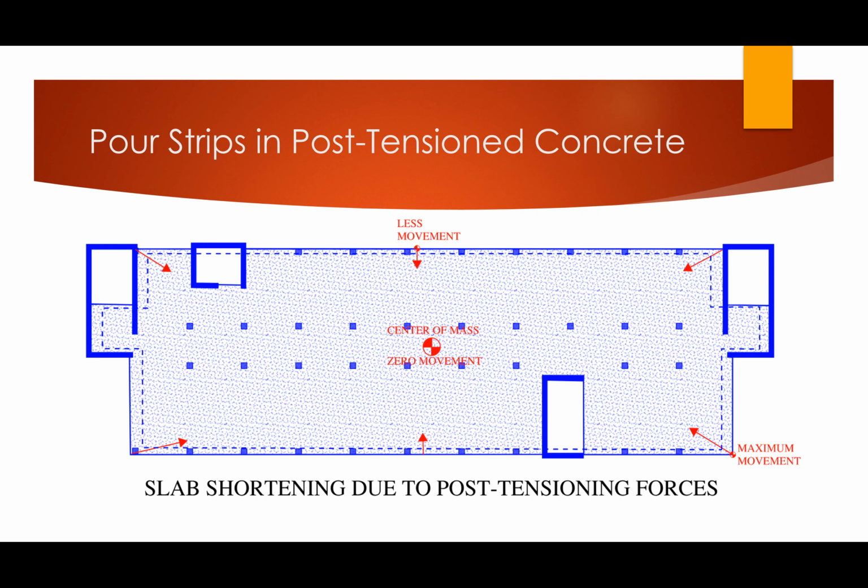Now, if you look at the center of mass in the middle of this slab and you think about it, you're really not going to get any movement due to this pre-compressive shortening at that location. The further away you get, though, the more movement you're likely to see, right? So along the north and south edges here, you're going to get a little bit, but not as much as you're going to see at the far ends of the building, right?